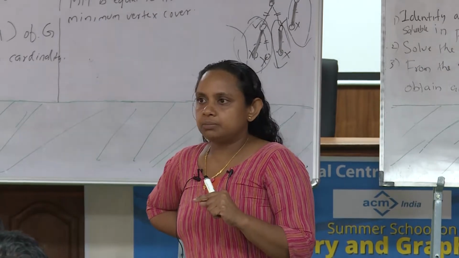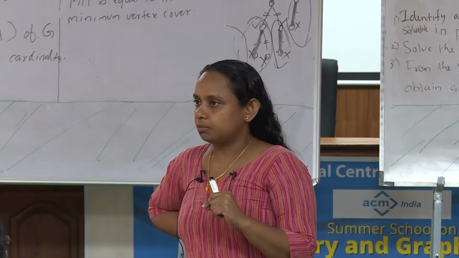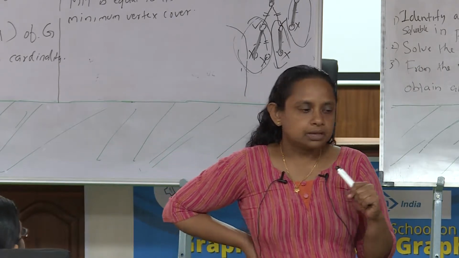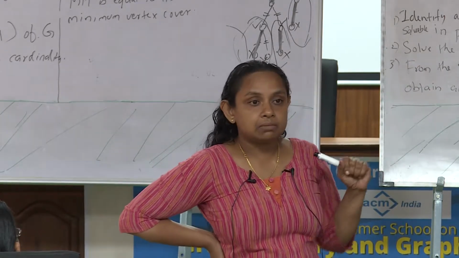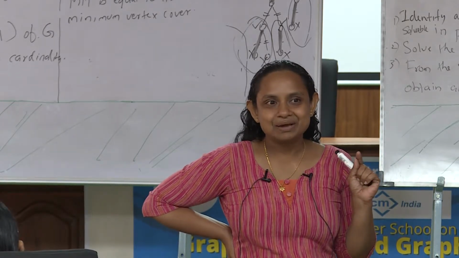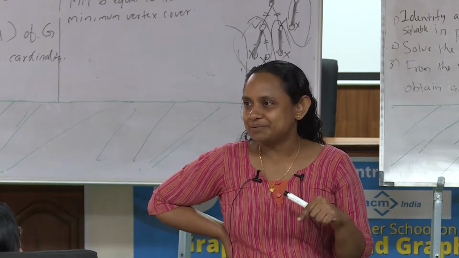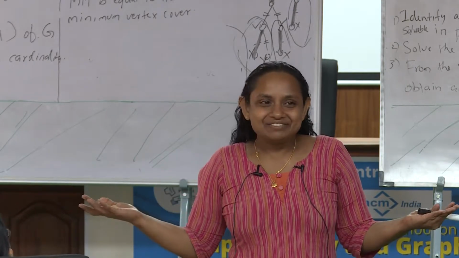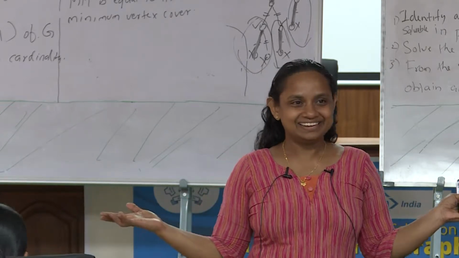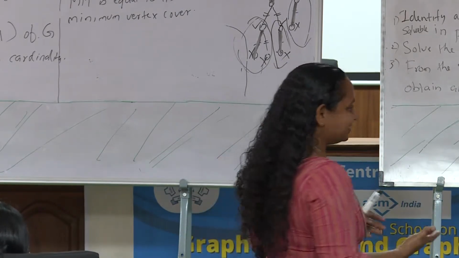Okay, so vertex cover problem is an NP complete problem. But maximum matching problem, for trees at least we are seeing some relation that they are the same. That will not be the case in general. Otherwise, if maximum matching is polynomial time solvable, then vertex cover is also polynomial time solvable and NP equals P. So that is not the case.